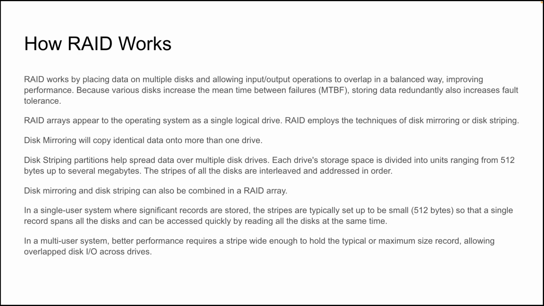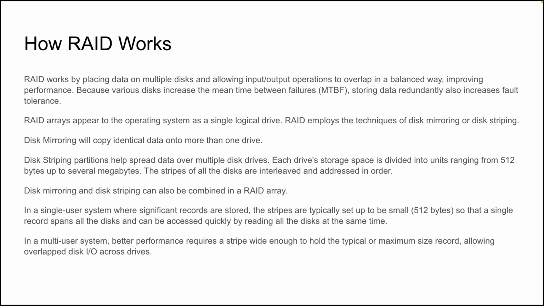How RAID works. RAID works by placing data on multiple disks and allowing input-output operations to overlap in a balanced way, improving performance. Because various disks increase the mean time between failures, storing data redundantly also increases fault tolerance. So redundancy and performance. RAID arrays appear to the operating system as a single logical drive. RAID employs the technique of disk mirroring or disk striping. Disk mirroring will copy identical data onto more than one drive.